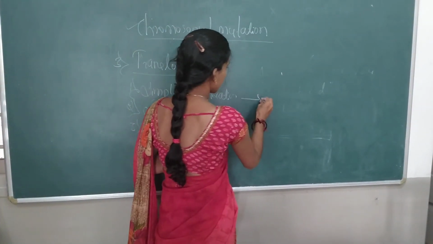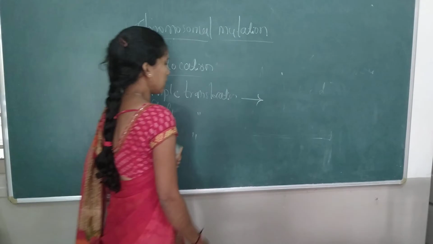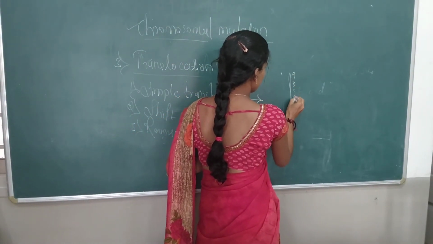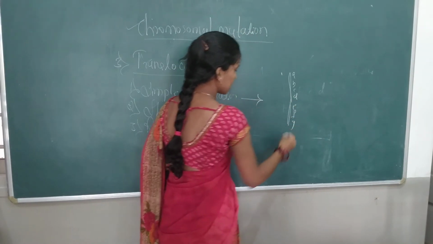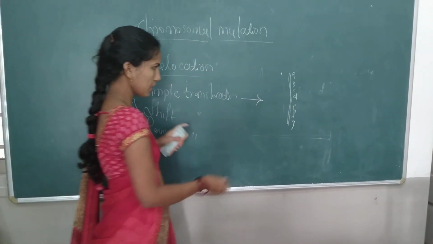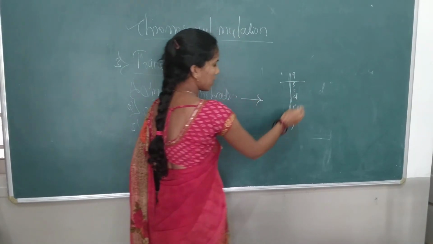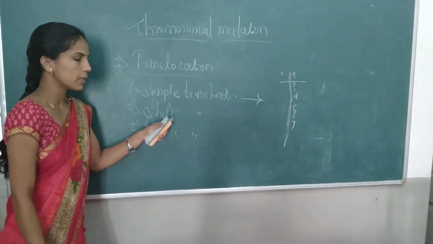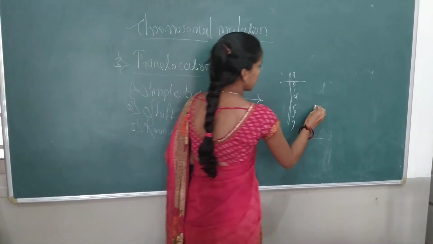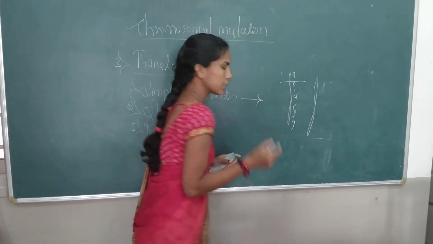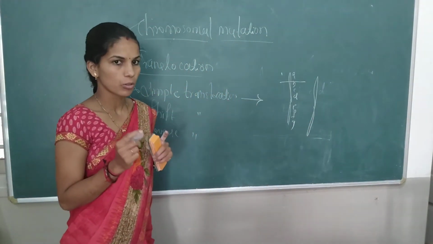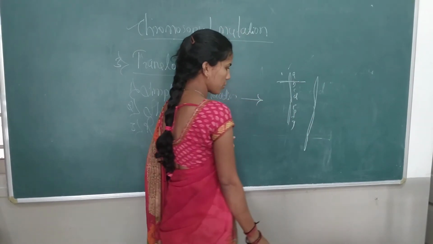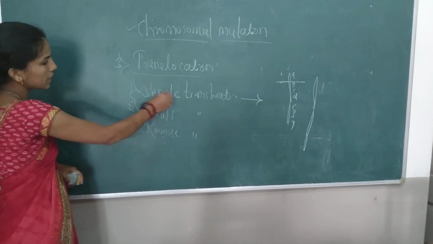In case of the simple translocation, what will happen? If a chromosome has the genes C, D, E, F, G, like these genes are there, a small part will be broken and it will be attached here. That we call the simple translocation. It means a small segment of the DNA of the chromosome will break and be attached to the next chromosome here.